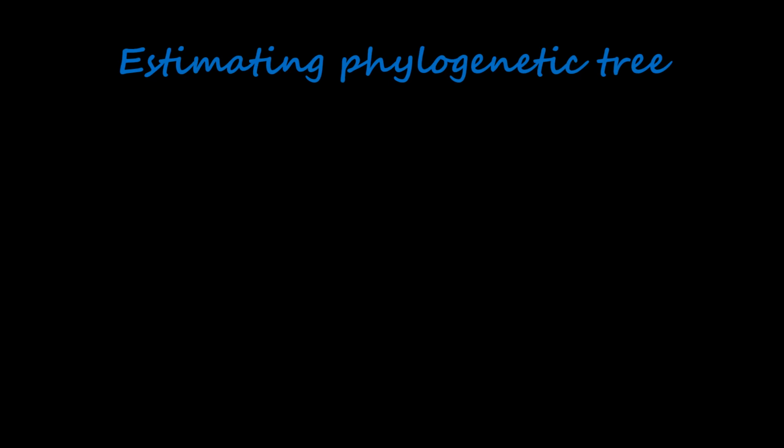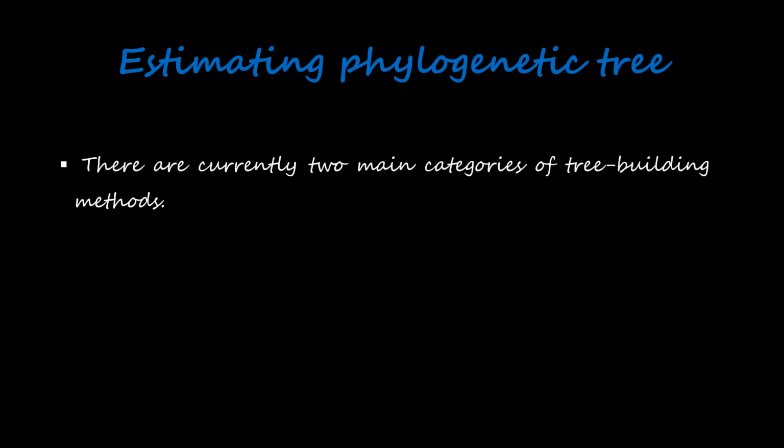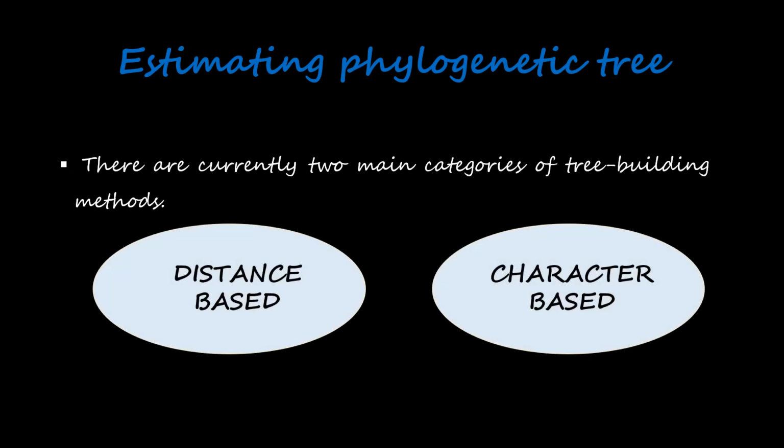As we all know, when we estimate a phylogenetic tree, there are two main categories of tree building methods. One is distance-based and the other one is character-based. But we are going to talk about distance-based methods in this video.